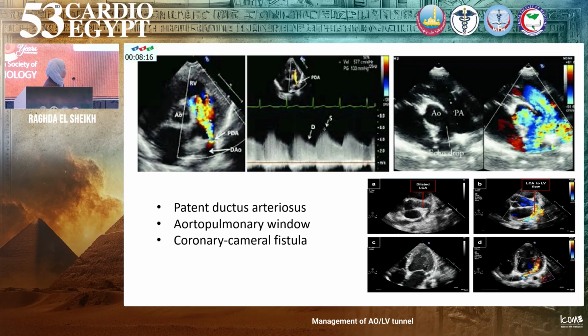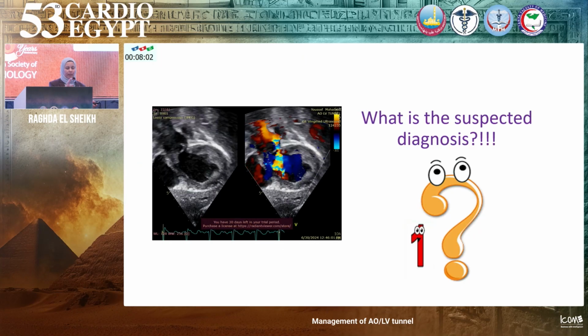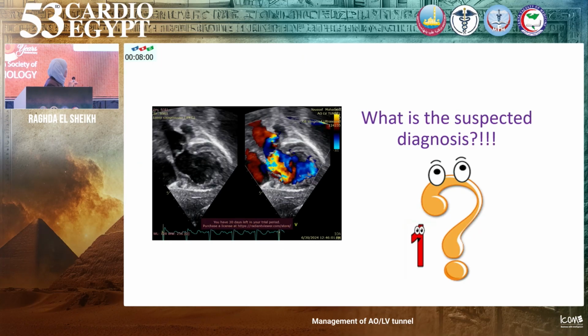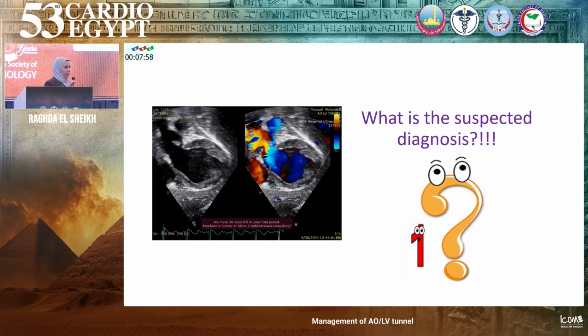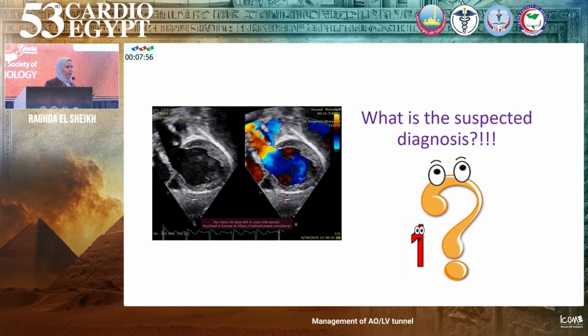And here the flow looks like the PDA flow, and this is the aortopulmonary window. And here we can appreciate pictures that look the same as our case, which is aortic root abscess. And for that, we can revise again. We can appreciate the color coming from around the aorta, beside the aortic valve.